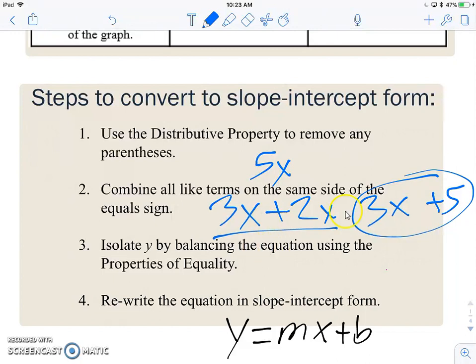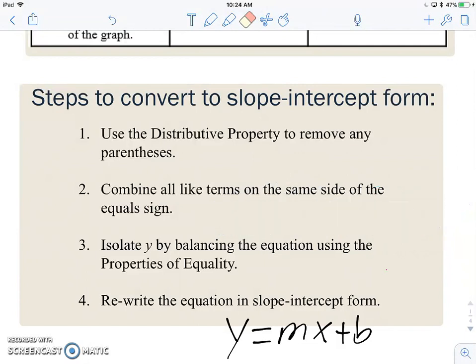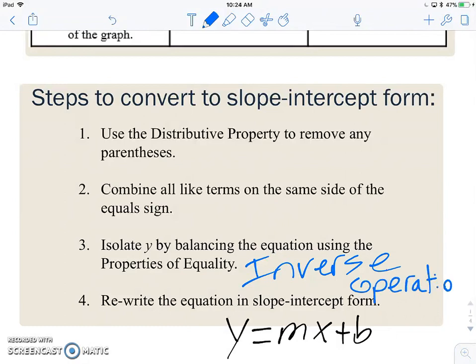They need to have the same variable, and if they don't, then they cannot be combined via addition or subtraction. So there's a quick reminder of what like terms are. And then step three, isolate y by balancing the equation using the properties of equality, which means using your inverse operations. And then you rewrite the equation in slope-intercept form, which is y equals mx plus b.